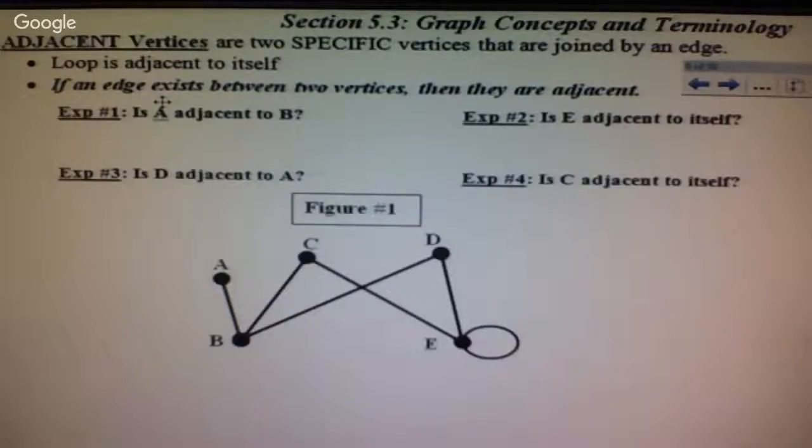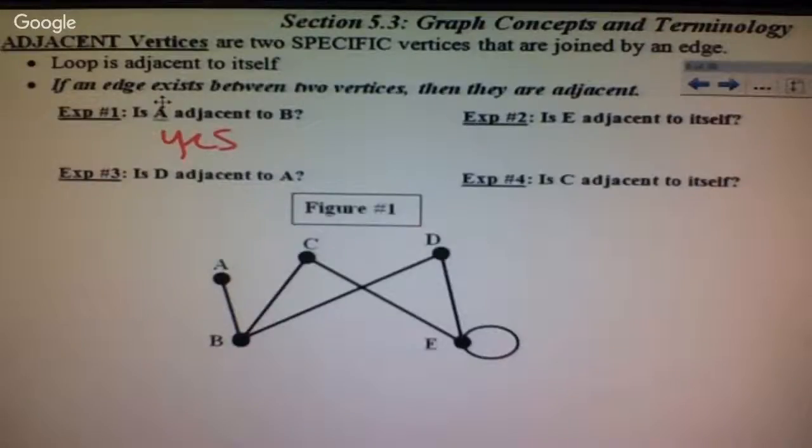Okay, so there has to be an edge that connects two dots for them to be adjacent. Some other things. A loop is adjacent to itself. Okay. So take a look at example 1. Is A adjacent to B? Is there a line or an edge that connects A and B? Yes. So then yes, they are adjacent. There's a line that connects them, so they are adjacent.